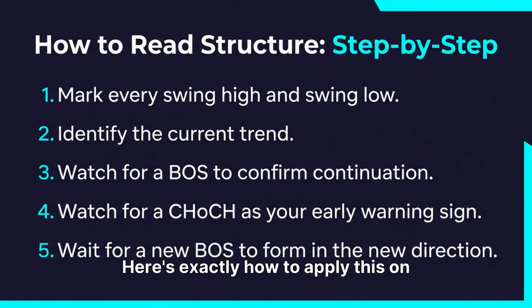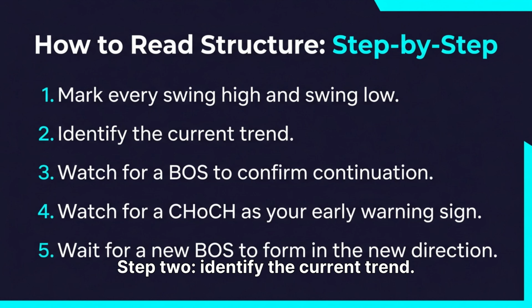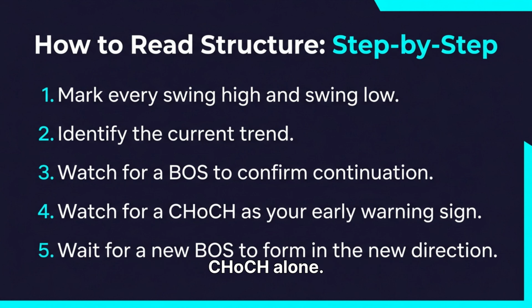Here's exactly how to apply this on a real chart step by step. Step 1, mark every swing high and swing low. Step 2, identify the current trend. Step 3, watch for a BOS to confirm continuation. Step 4, watch for a CHoCH as your early warning sign. And step 5, which is critical, don't flip your entire bias off a single CHoCH alone. Wait for an actual new BOS to form in the new direction.